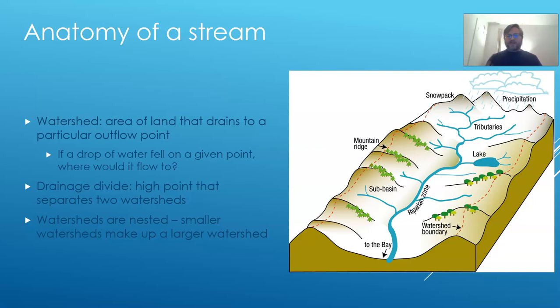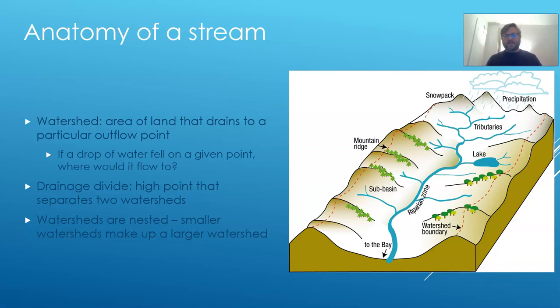Watersheds are separated by drainage divides. These are the high points that separate two watersheds. A drainage divide is always going to be higher in elevation than the watersheds to either side, because what you're essentially saying is that water that falls to one side of that drainage divide will flow into one stream. Water that falls to the other side will flow into a different stream. So the drainage divide is going to be at the high point, like along the ridge of a hill or a mountain. And then water flows in different directions on either side of that drainage divide. So you've got two different watersheds there.